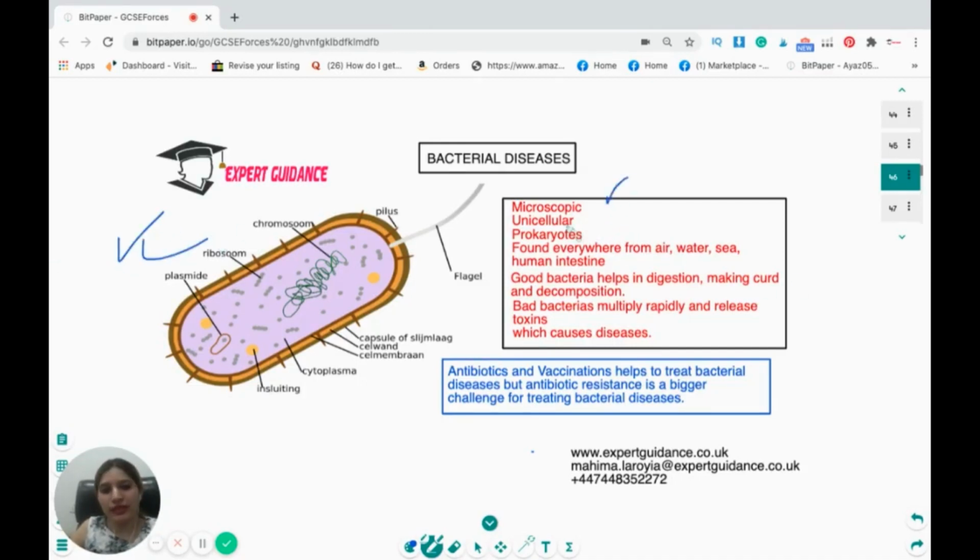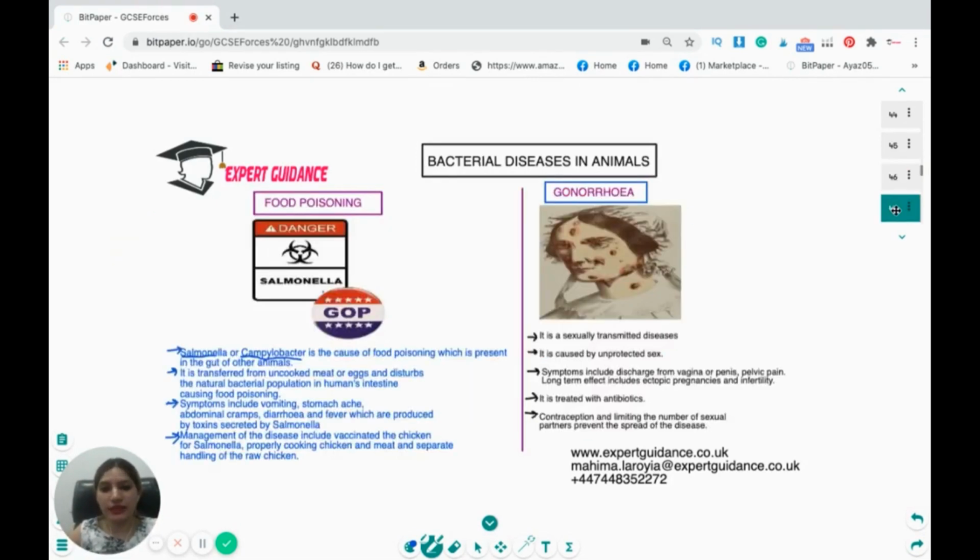These are microscopic, unicellular, prokaryotes, and they are found everywhere: in air, water, sea, and the human intestine. The good bacteria help in digestion, making curd, and decomposition. The bad bacteria multiply rapidly and release toxins which cause diseases. Antibiotics and vaccination help to treat bacterial disease, but antibiotic resistance is a bigger challenge for treating bacterial disease, and we'll see this later. Now, bacterial disease in animals: first is food poisoning and then gonorrhea.